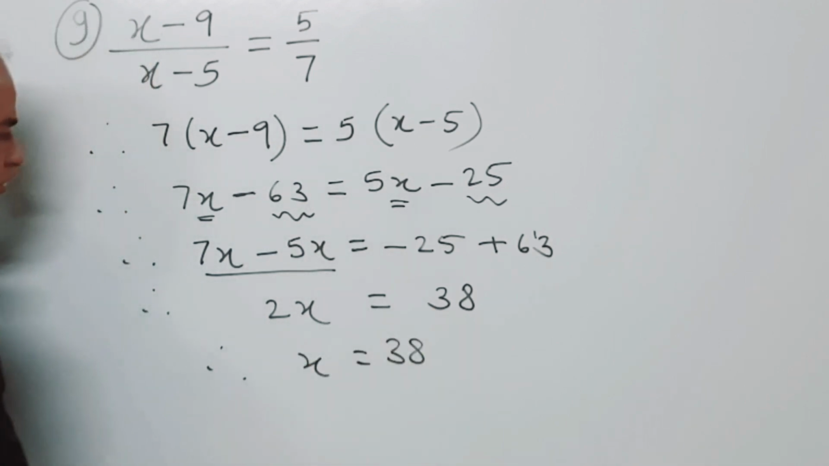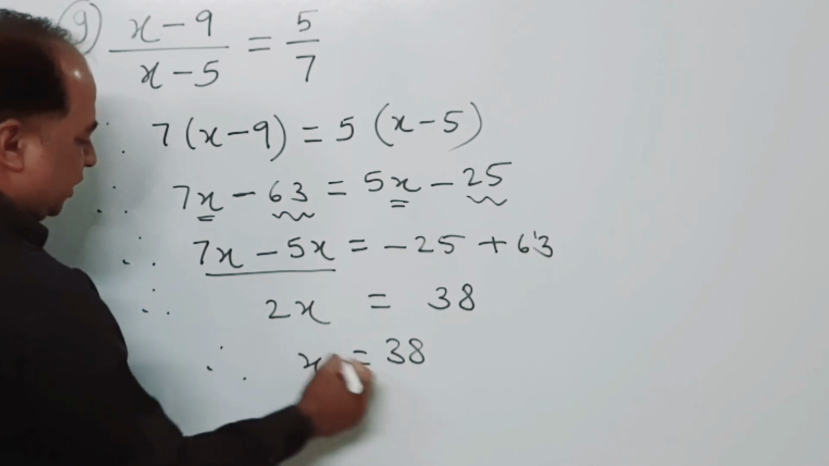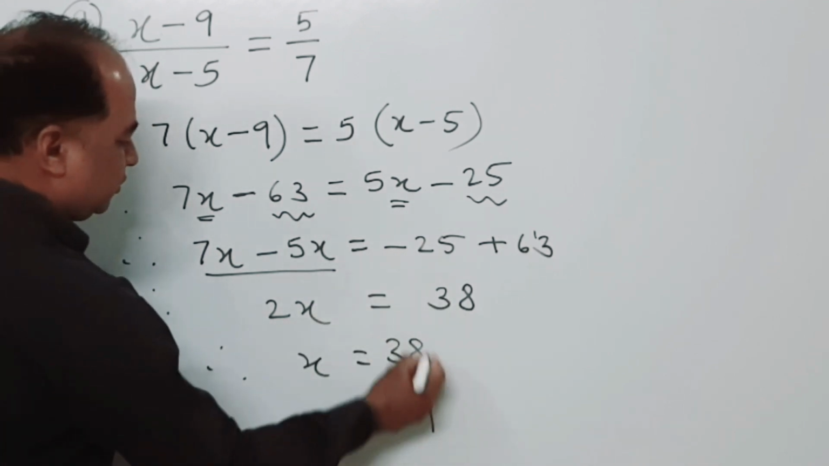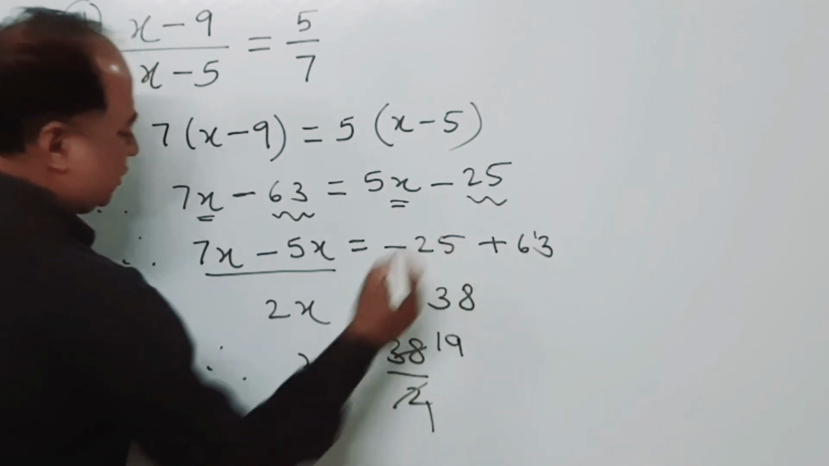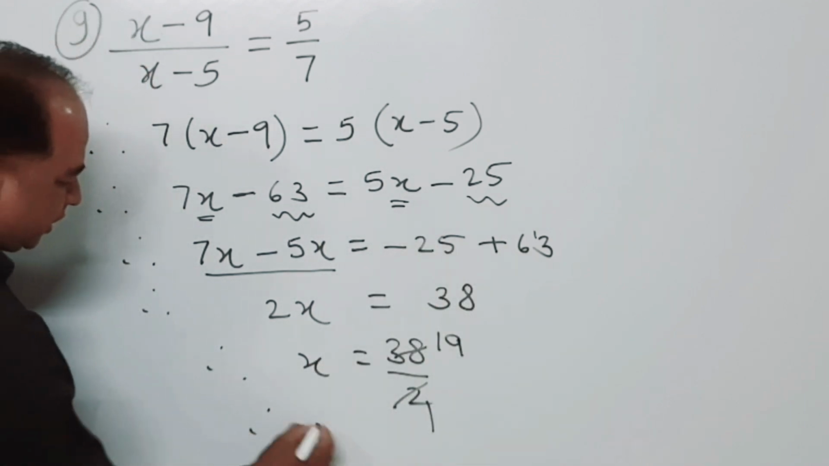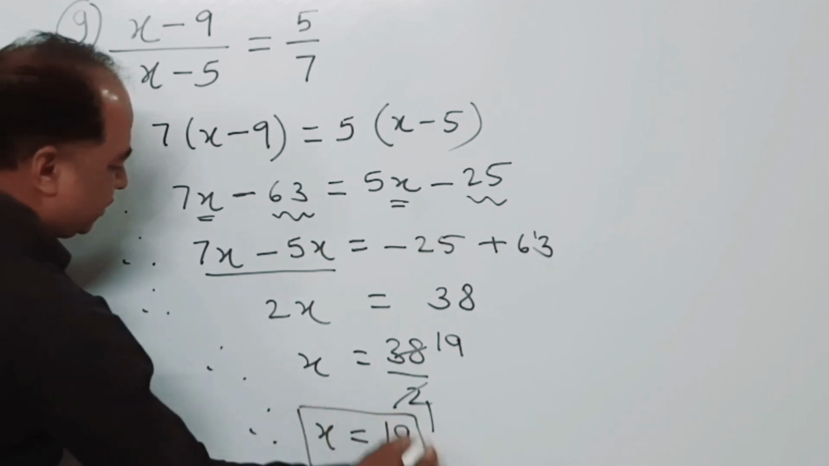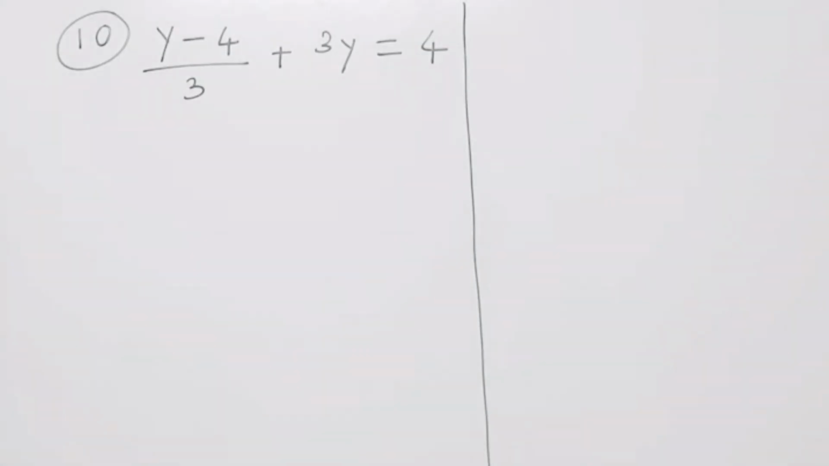Here 2x is equal to 38, so 2 will get divided on the right hand side. So 2 ones are 2 and 2 nineteens are 38. So x is equal to 19 is the solution of the given equation.